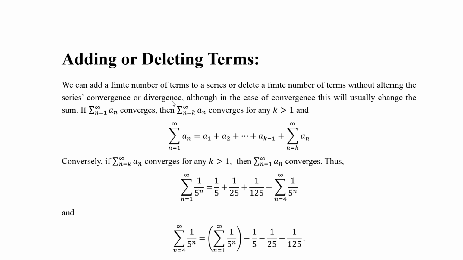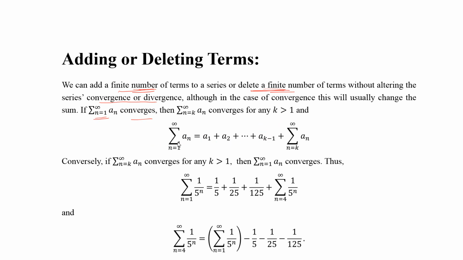Adding or deleting terms. So we can add a finite number of terms to a series or delete a finite number of terms without altering series convergence or divergence, right? Only a finite number of terms can be added or deleted. Although in case of convergence, the sum will usually change. If sigma a n converges, then sigma n equal to k to infinity, n varies from k to infinity, converges for any k greater than 1. So if it converges when n varies from 1 to infinity, it will converge when n varies from k to infinity for k greater than 1.